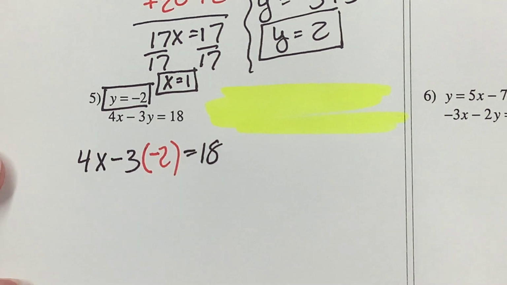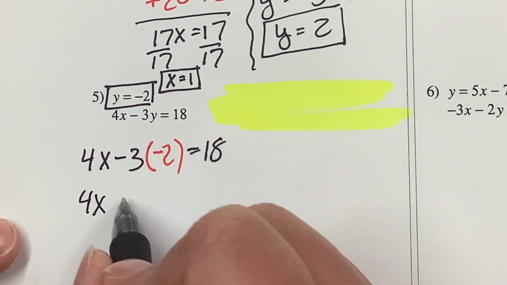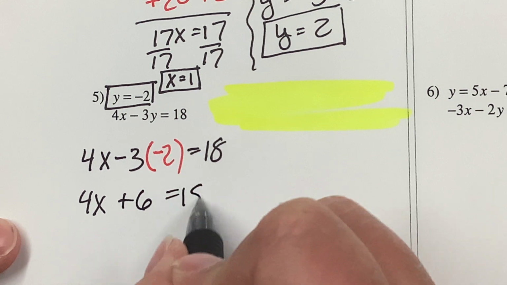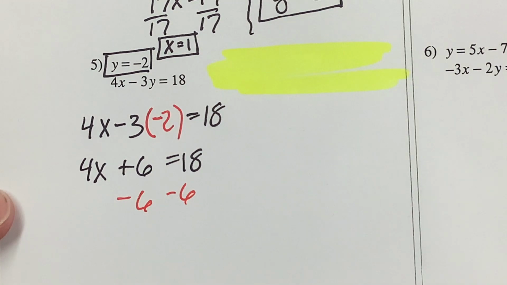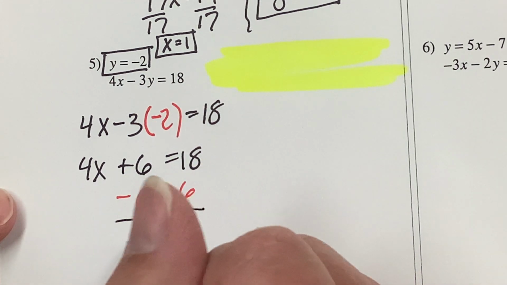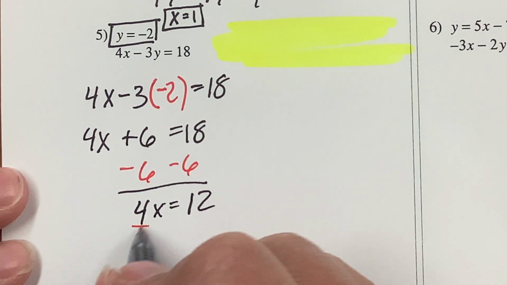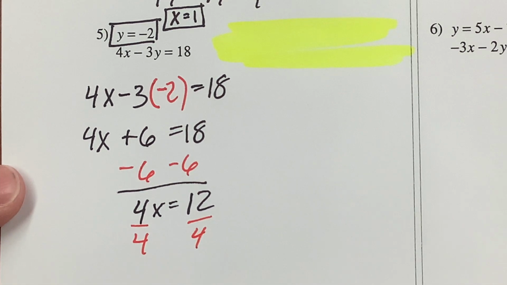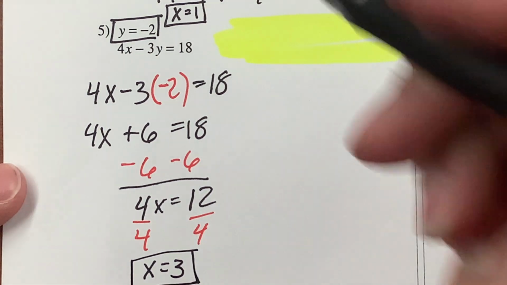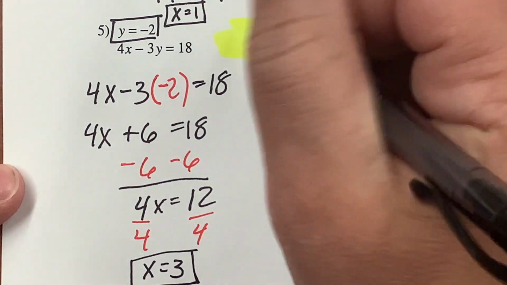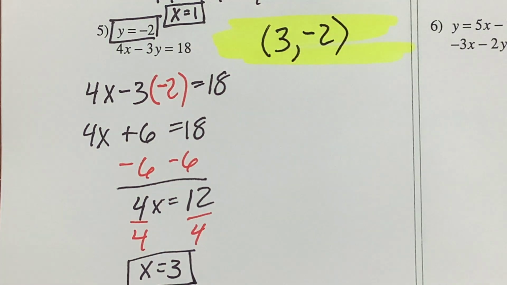This, I forgot to write, was plus a negative. So 4x, negative times negative is positive 6 equals 18. Minus 6 from both sides. 4x equals 12. Divide by 4. And x equals 3. Not bad. I know x is 3. From up here, I had y was negative 2. So (3, negative 2). And that was the easiest problem on the page.